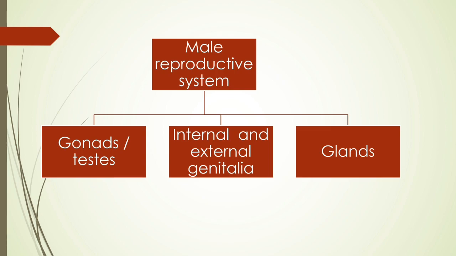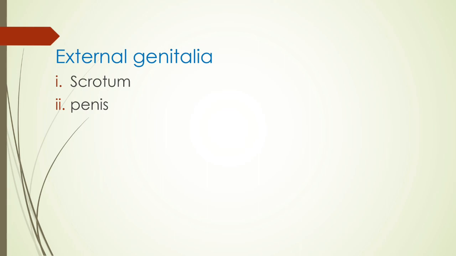external genitalia. External genitalia means the genitalia which can be seen from the external side. Okay, so they can be visible externally, and the examples of the external genitalia are the scrotum and penis. So the scrotum and penis both can be seen externally. Okay, now second, internal genitalia.